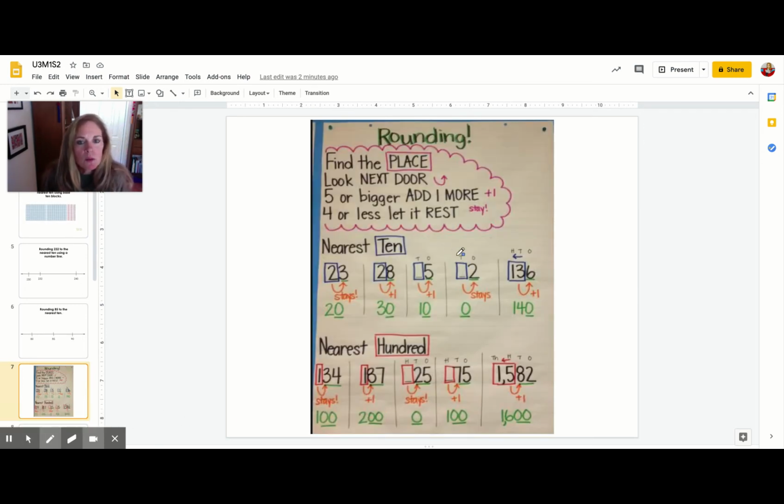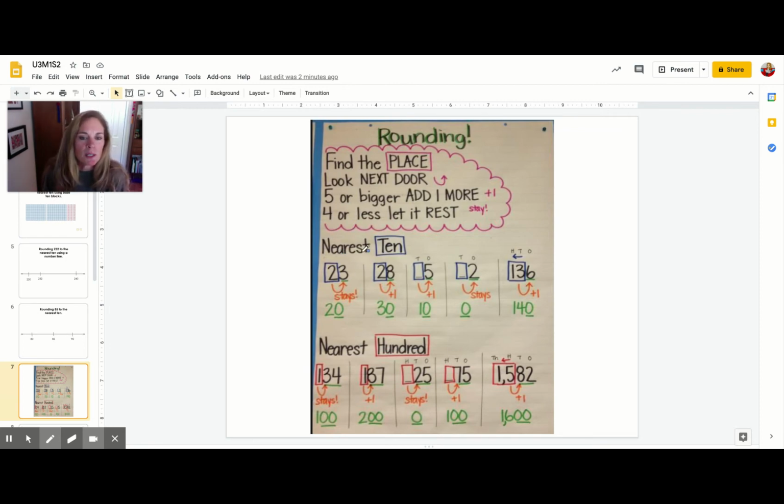Rounding. So here's a cute little poem. So remember this one. Find the place, that means the place value. Look next door, that's the one right next to it. 5 or bigger, add one more. 4 or less, let it rest or stay.